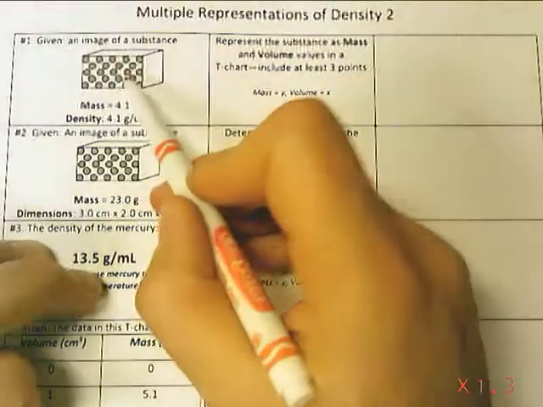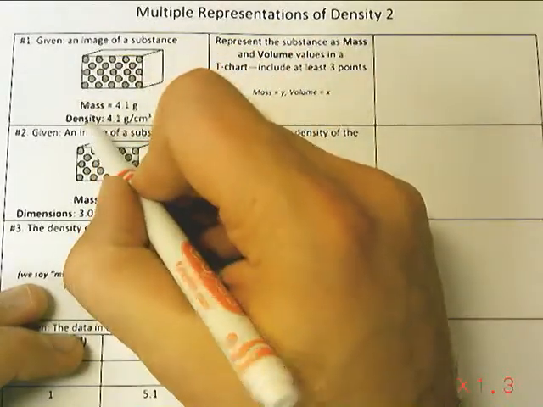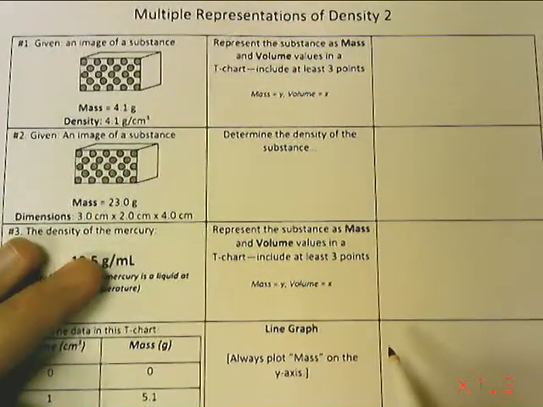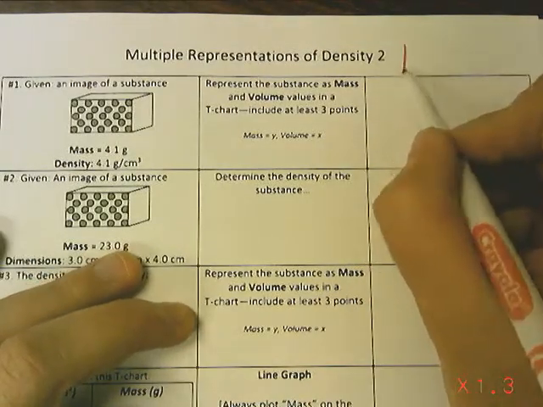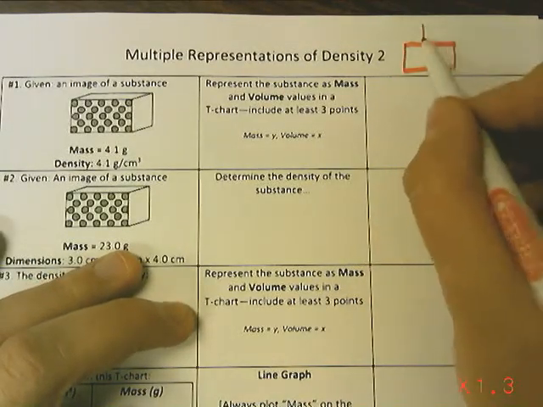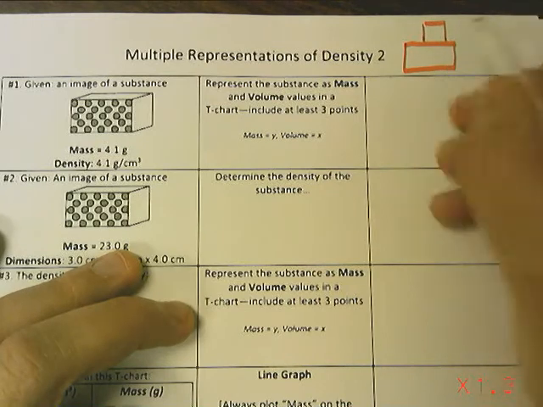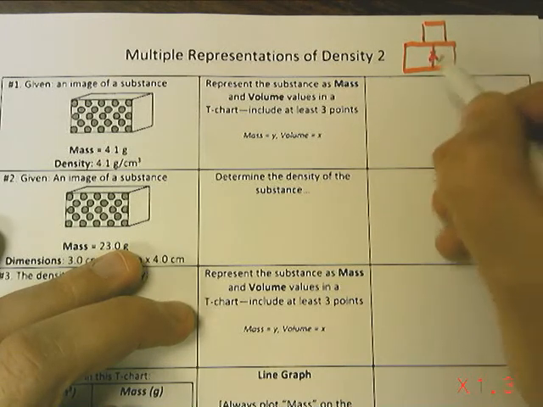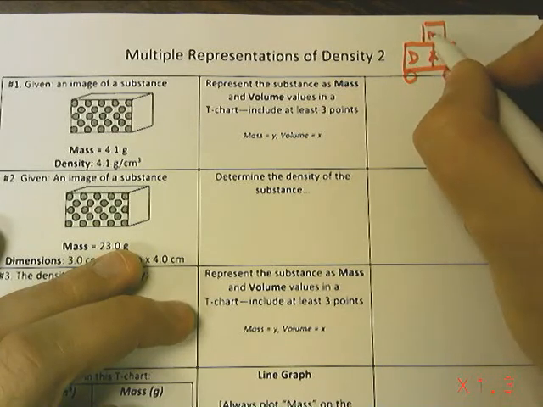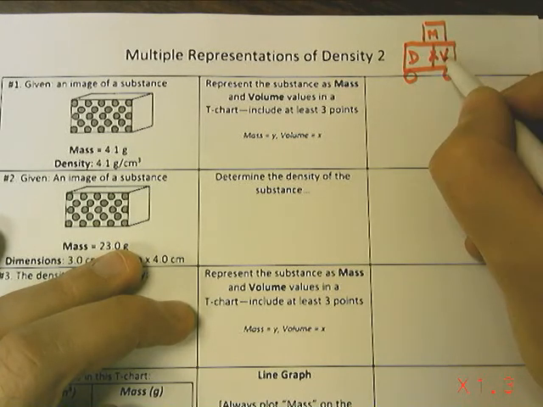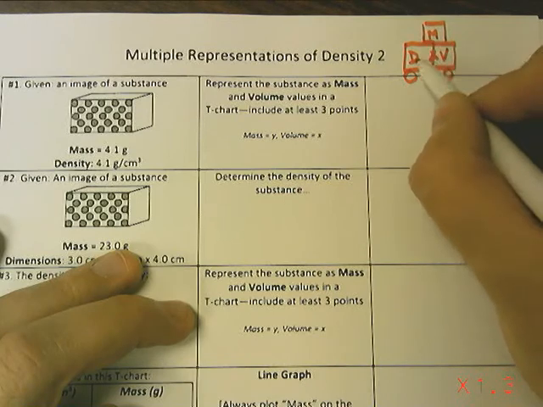You're given some information about a block. You're given only the mass and the density. So this should immediately ring a bell that you may need a different equation to solve for the volume. You may want to use your handy density mobile, where volume is equal to mass divided by density.